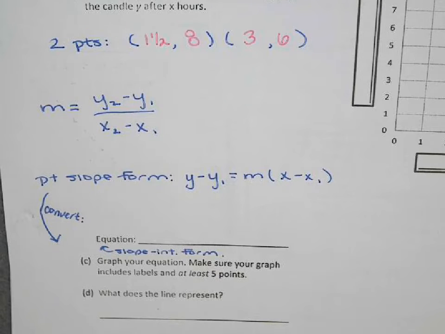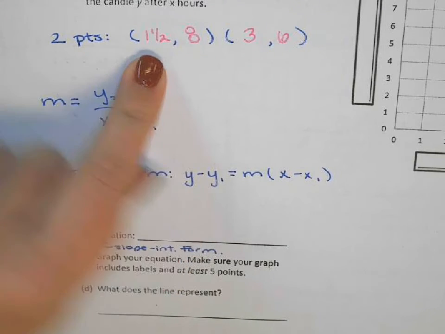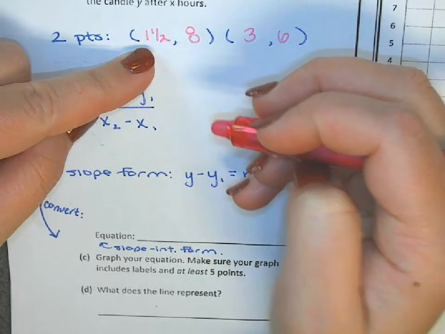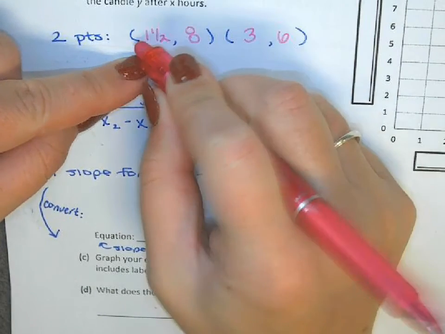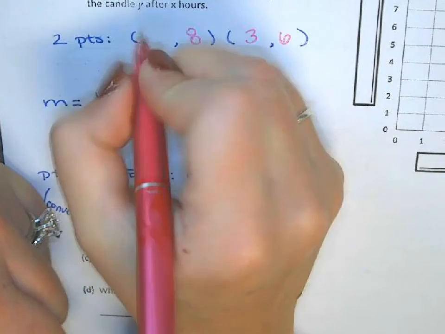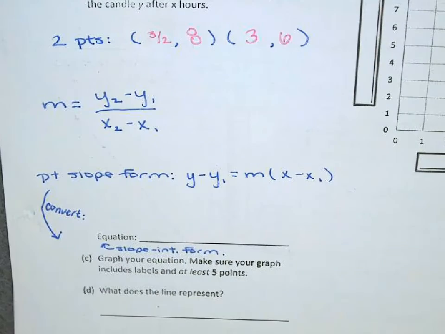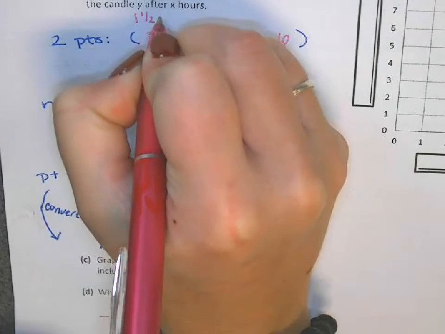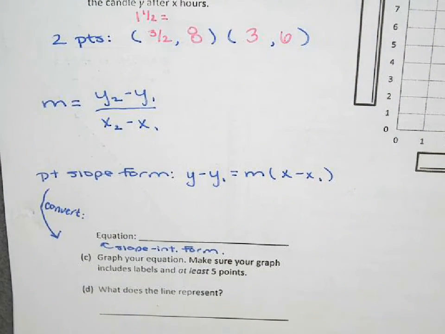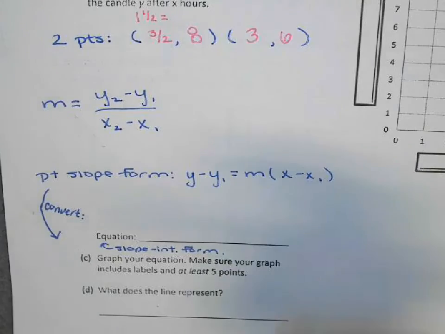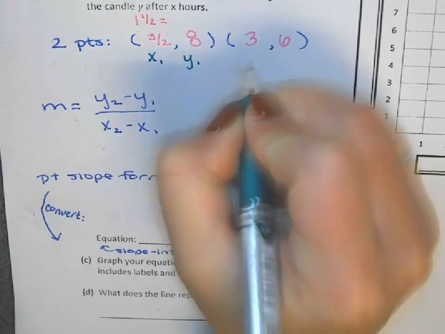Okay, now if you want 1.5, we should probably write this as an improper fraction. So 2 times 1 is 2, plus 1 is 3. So this is actually 3 halves. One and a half is equal to 3 halves. Okay, that's going to be a little bit easier to write out in my slope formula. So I need to assign a point 1 and a point 2.